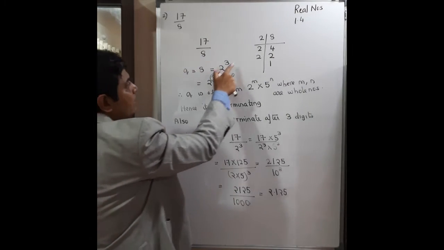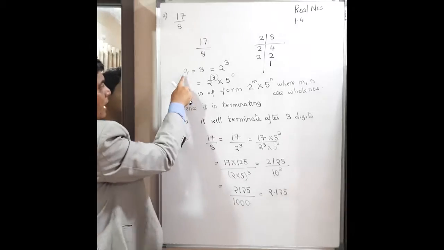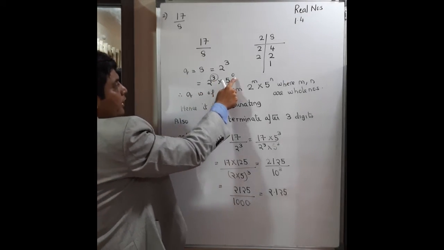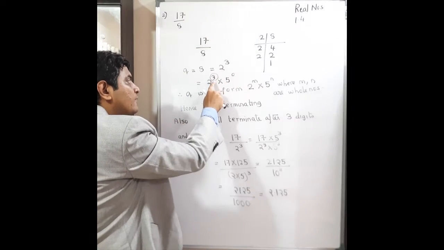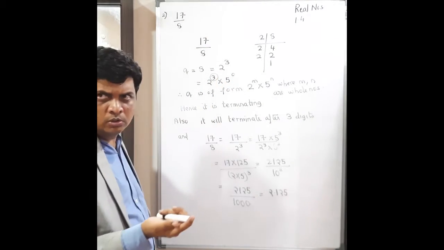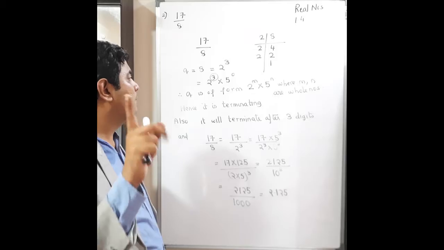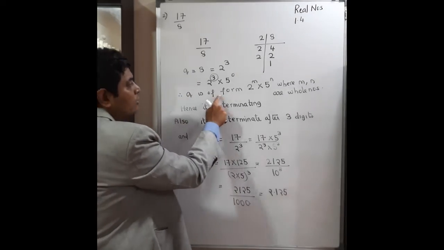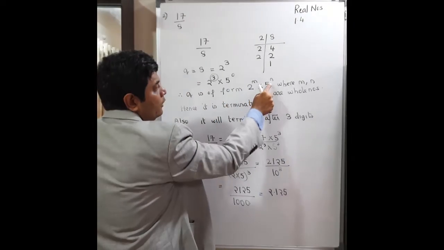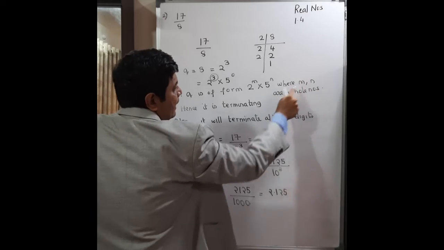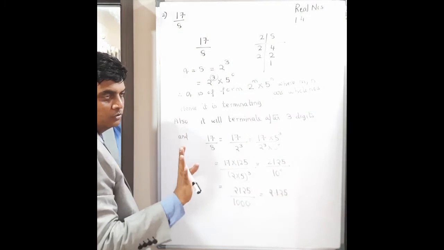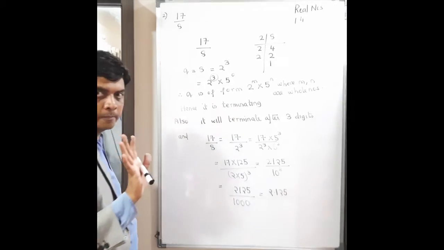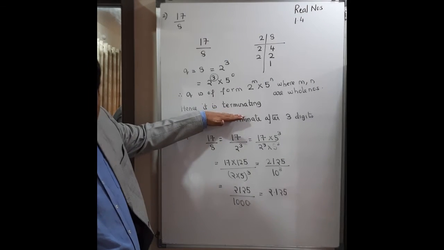q is 8, and 8 is 2 raised to 3. So q can be written in the form 2 raised to 3 into 5 raised to 0, because 5 raised to 0 is nothing but 1. Therefore your q is of the form 2 raised to m into 5 raised to n, where m and n are whole numbers. Other than 2 and 5, there is no other number. Hence, it is terminating. So here ends your question's answer.